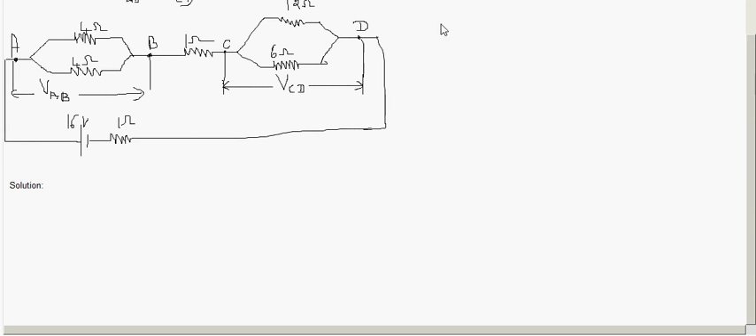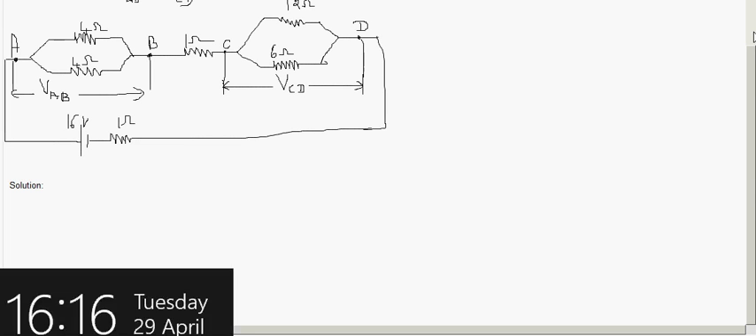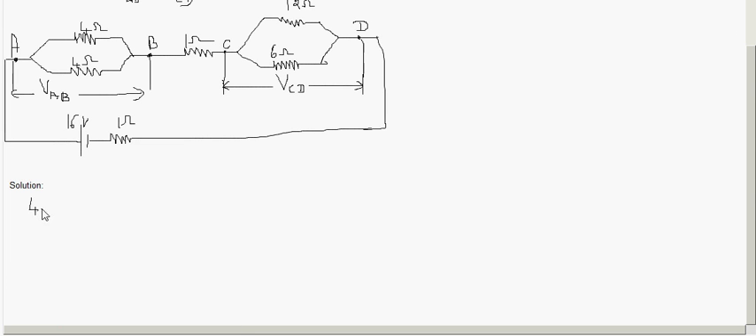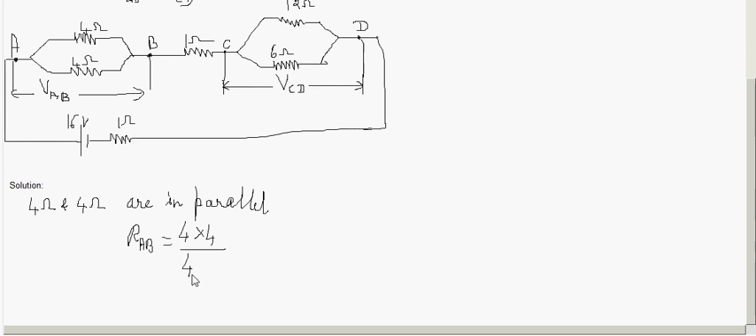4 ohm and 4 ohm are in parallel. Therefore, RAB is equal to 4 into 4 divided by 4 plus 4, which is equal to 2 ohm.